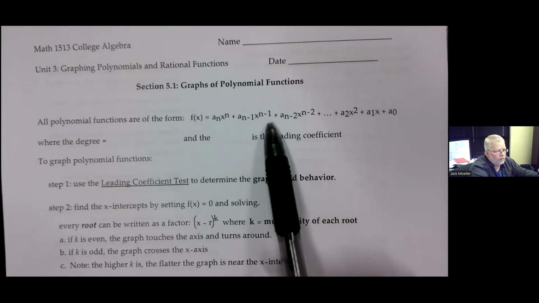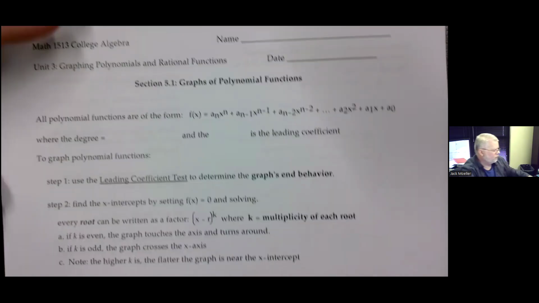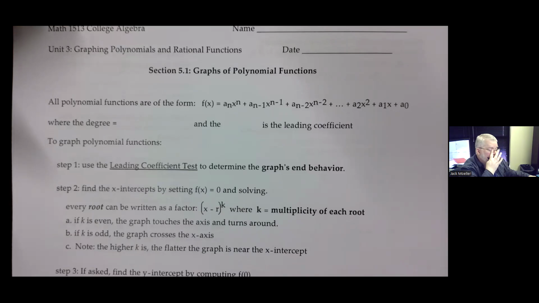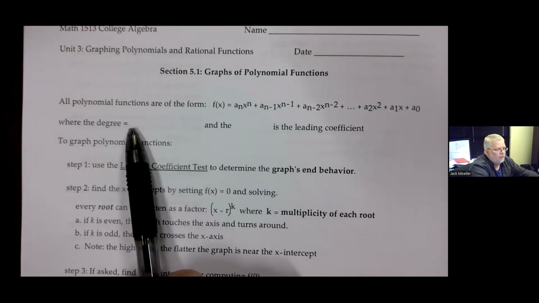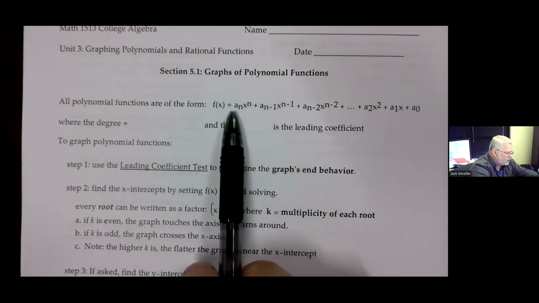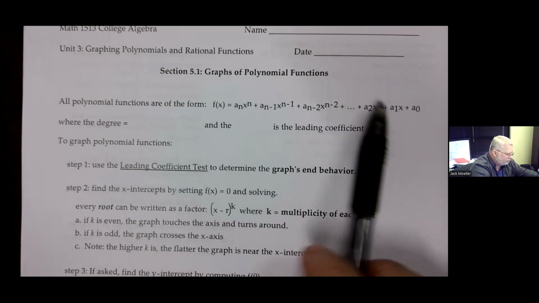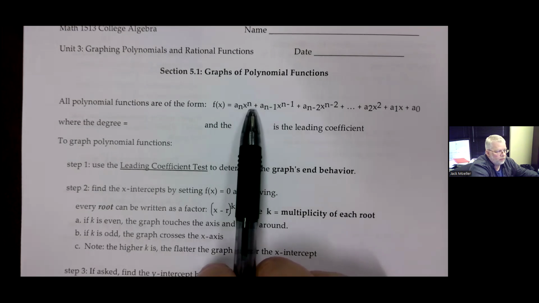You can do anything you want with coefficients, but the x's can only have positive whole number exponents. And then for the degree, remember, if it's written out in this form, the degree is the largest exponent. We are going to have some of these in factored form, and we'll talk about how to find the degree then.